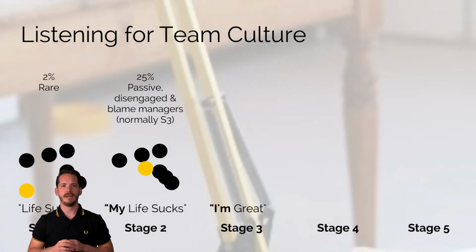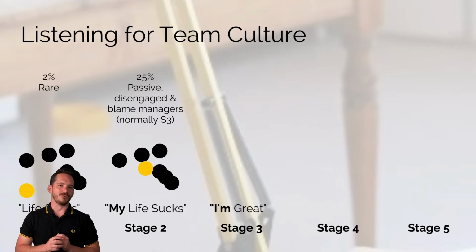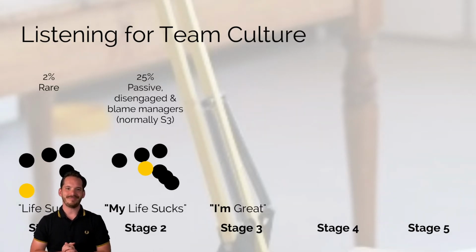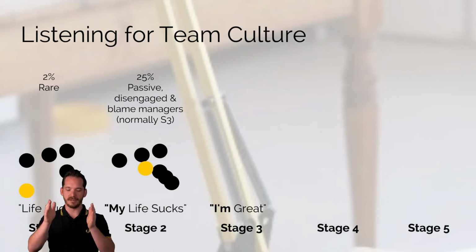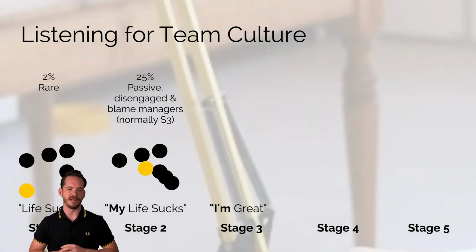Stage 3. Stage 3 is the I'm great stage. I'm great. I did really well. Me, me, me. And this is not a negative thing. This is just pointing out that this is where they are in their adult development.